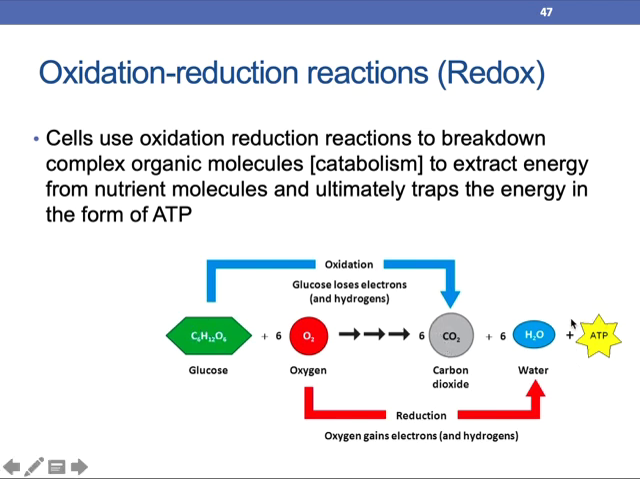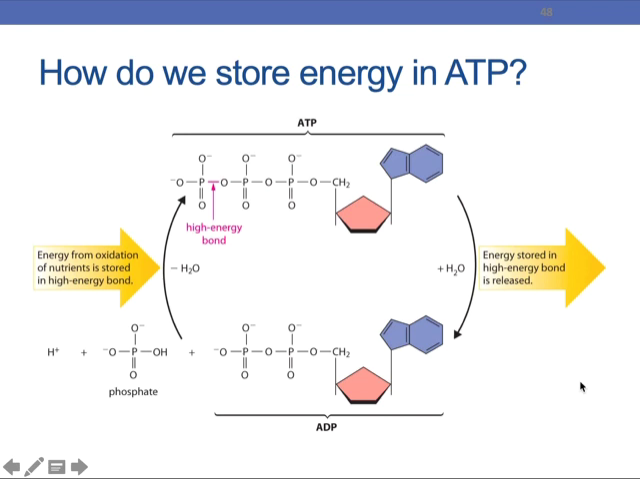But the most important component is that at the end of it, you have ATP being produced. Because molecules are being broken down, you have more energy produced than is used. How then is this energy stored in ATP?